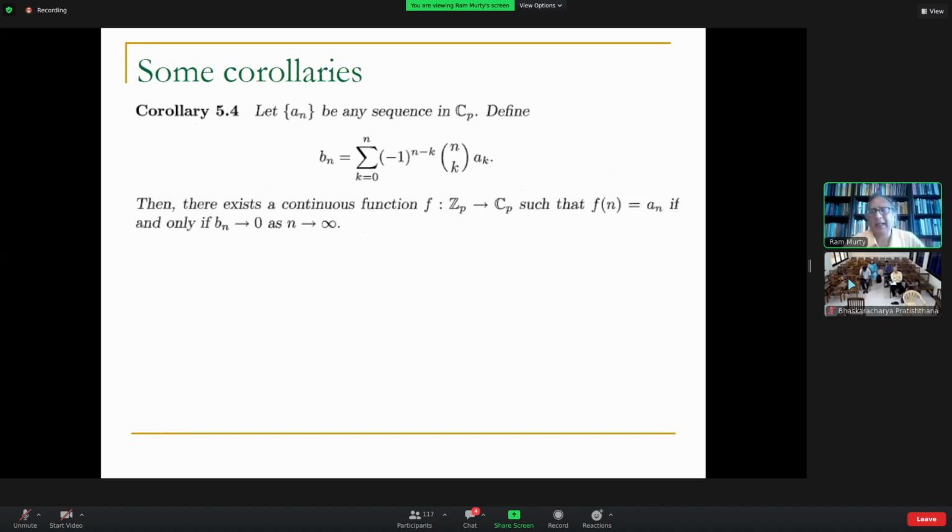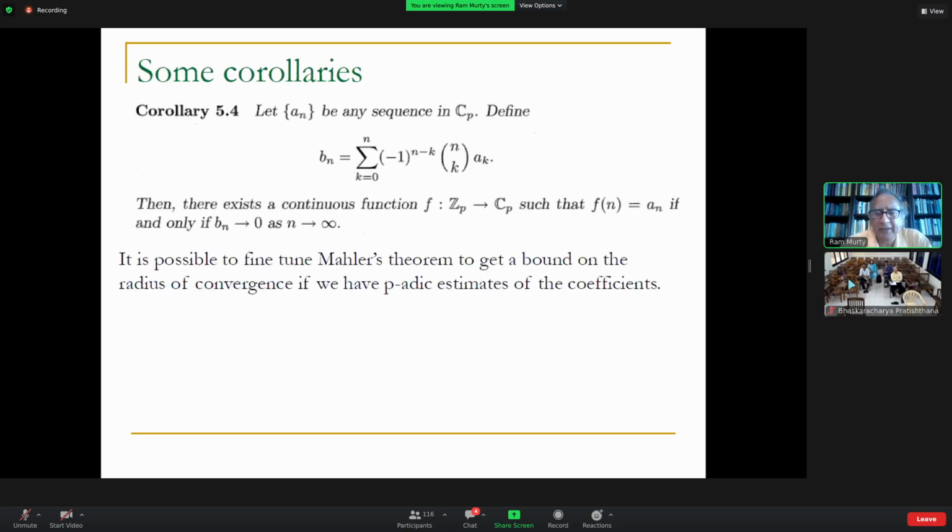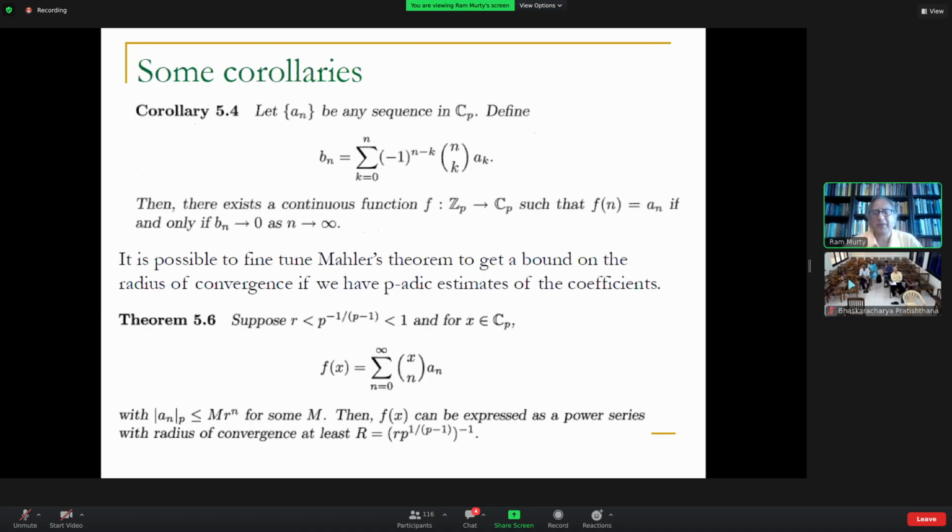You now can take any sequence in C sub p, and you can now define b sub n in this funny way with these binomial coefficients. Then it turns out there exists a continuous function f interpolating those values if and only if this sequence goes to 0. And it's possible to fine-tune Mahler's theorem to get bounds on the radius of convergence if we have a p-adic estimate of the coefficients. So the power series gives you an interpolation, but where does this thing converge? Well, it turns out it converges in a certain region, capital R.